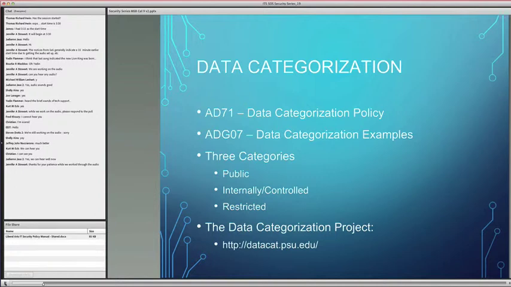ADG 07 is a guideline written to accompany policy AD 71 and contains all kinds of examples of all sorts of data and where they will fall in the three categories outlined in the policy, as well as points of contact within the university for questions about that data type. Formal adoption of AD 71 and ADG 07 was the first milestone of the data categorization project, a joint effort of the Security and Risk Management offices. The minimum security baseline adoption, just last month on April 22nd, is the second milestone.